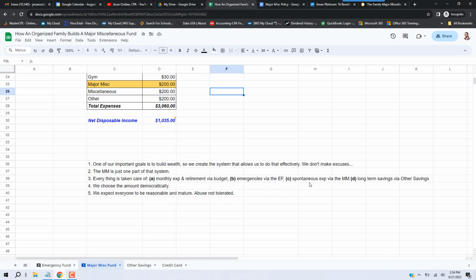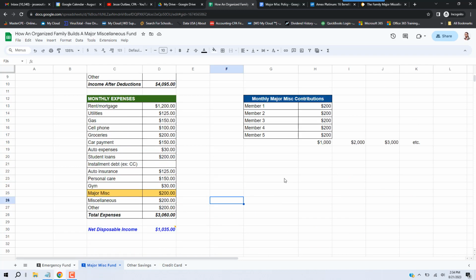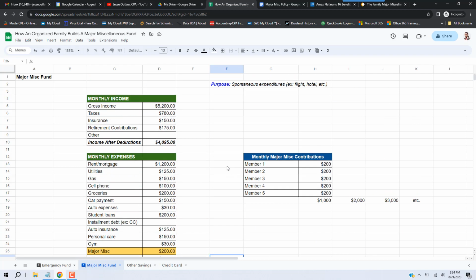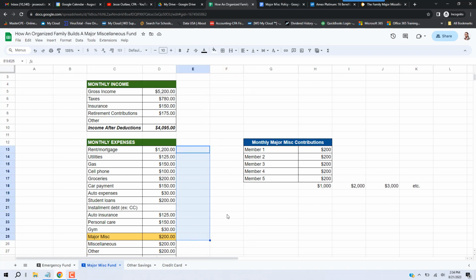Letter C here, spontaneous expenses are taken care of via the major miscellaneous fund, which is the subject of this video. Like I said, something may come up during the month that you did not have planned out. It's not on your budget. It's not something that you spend money on every month. So you were not planning on spending this money, but it comes up in a spontaneous fashion. It could be a trip. It could be anything. I don't even want to guess, but it can be anything that comes up. We don't care what it is. It can be anything.